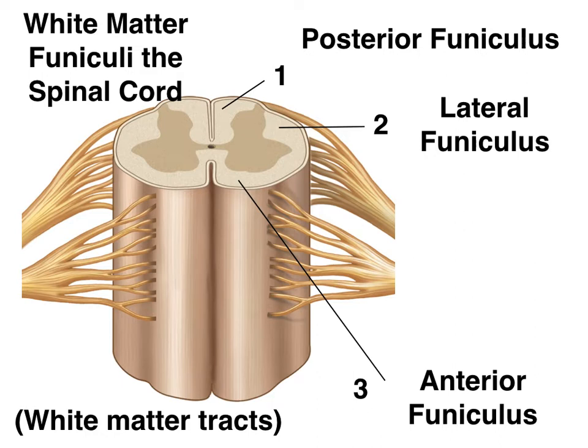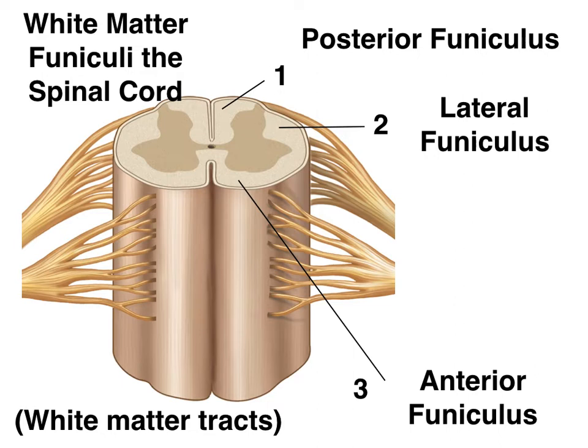So the white matter, we call them all funiculi, and there are 3 types: posterior, lateral, and anterior. Each of them individually is called a funiculus, which is why we have a posterior funiculus, a lateral funiculus, and an anterior funiculus.